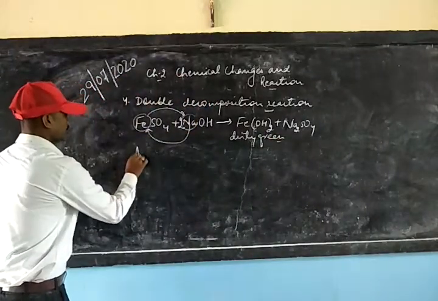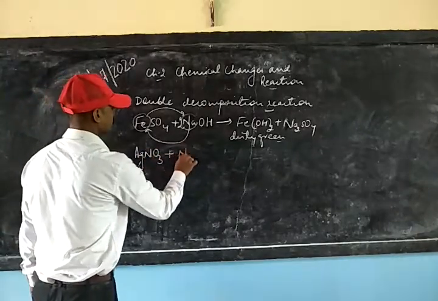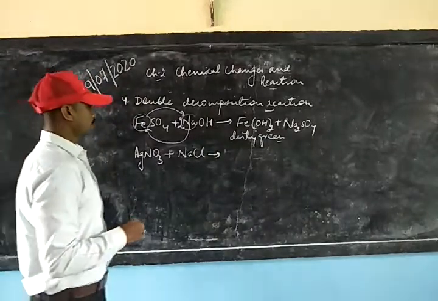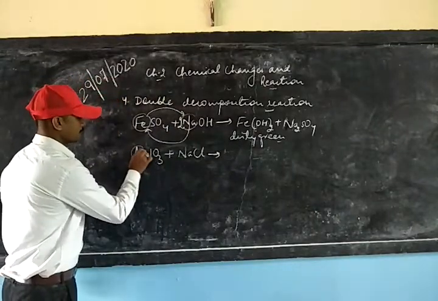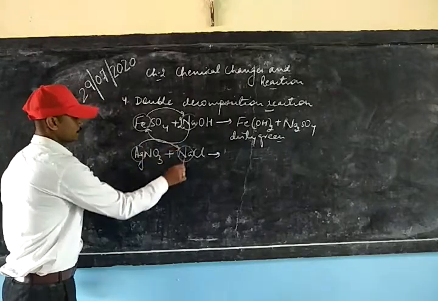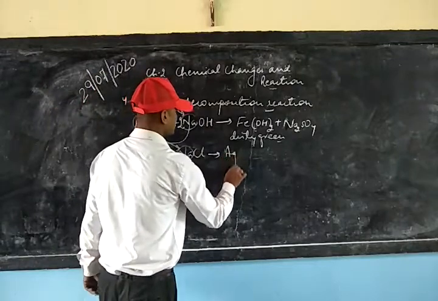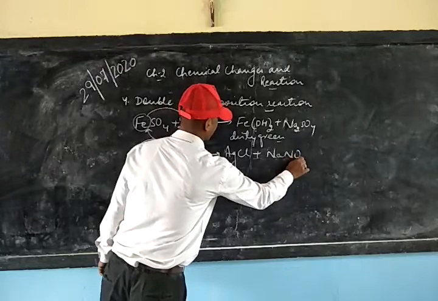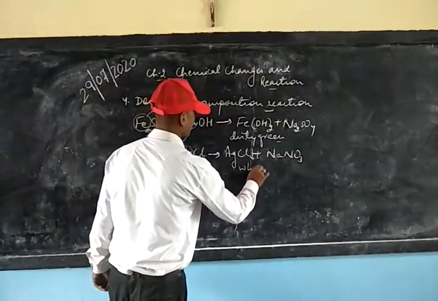We can take another example, between silver nitrate and sodium chloride. In this reaction, you can see once again there will be exchange of these two metals, where silver will go there and sodium takes the place of silver to give AgCl and NaNO3, that is sodium nitrate. Here a white precipitate of silver chloride will be formed.